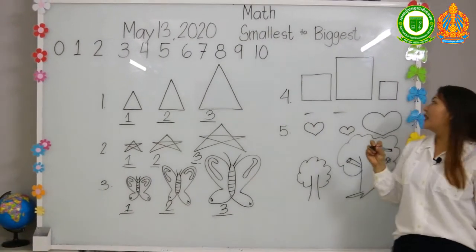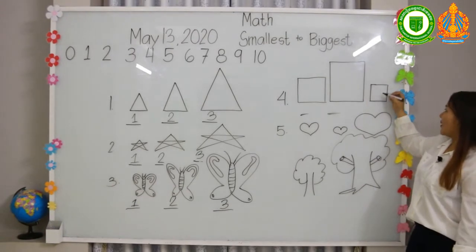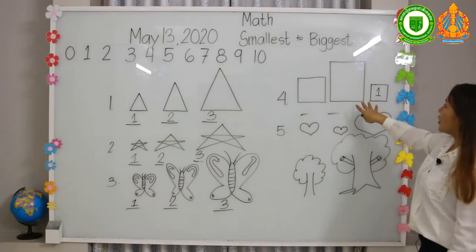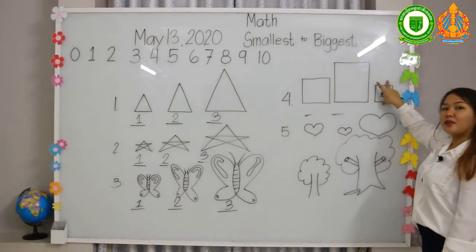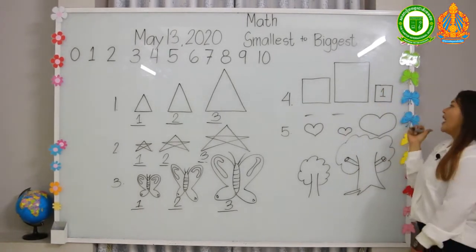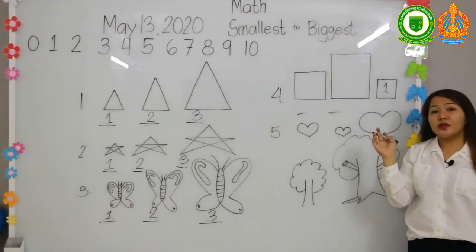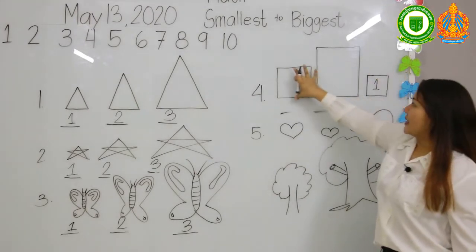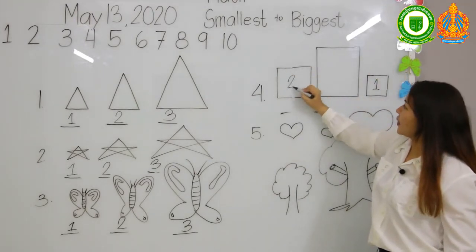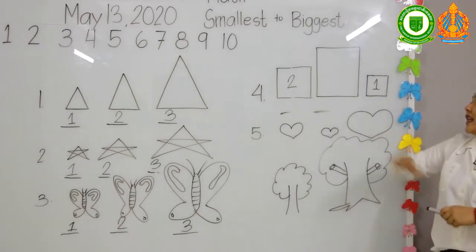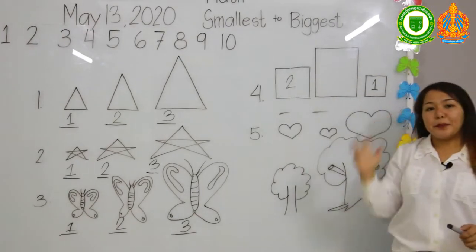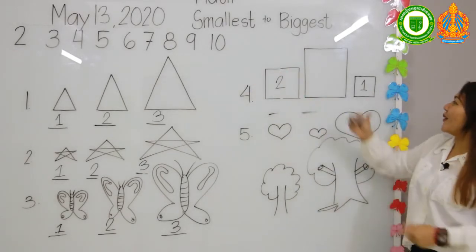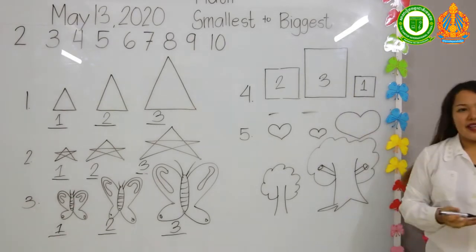We have this one. This is the smallest, right? Just looking at the picture, you will know that this is the smallest. And what's next? Which one is number 2? Next to this is this size. So this is number 2. This time, the last picture will be the biggest. So we are going to write number 3.